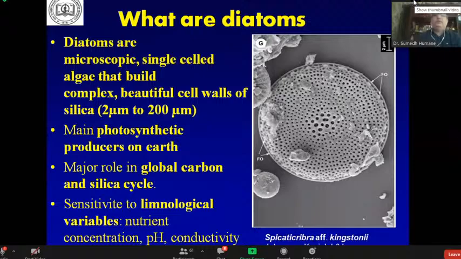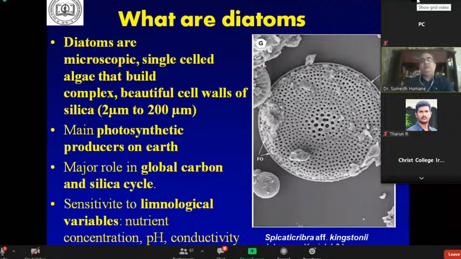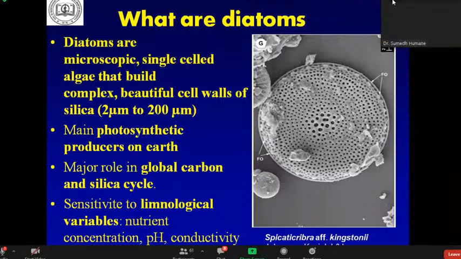So right from freshwater to brackish water and in the marine realm as well, they play a major role in the global carbon and silica cycles in the oceans. These diatoms have different modes of life. Some diatoms live in the water column; they are called planktonic diatoms. Other diatoms dwell at the bottom of the oceans or lakes. So these diatoms vary in their locations at the depth of the water bodies.